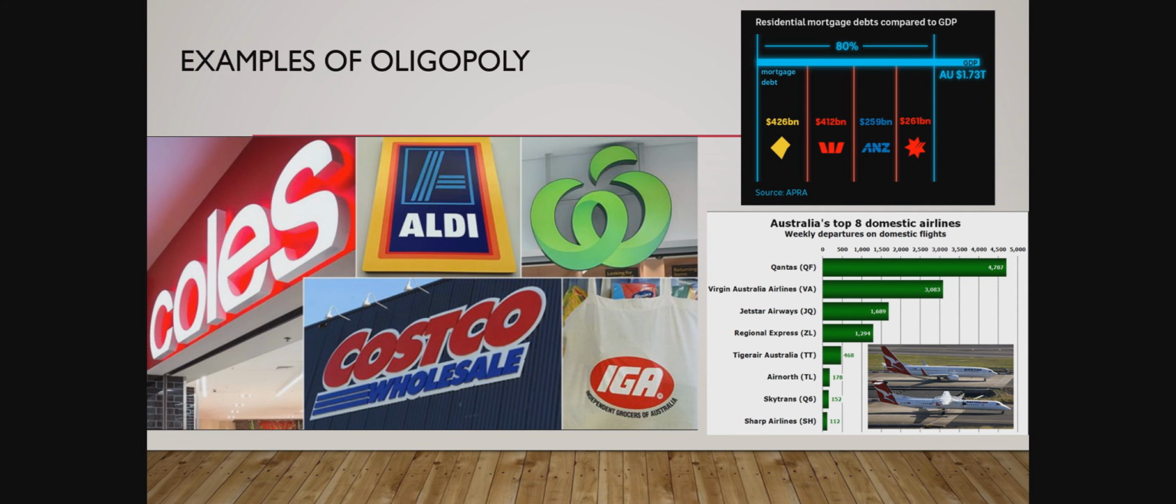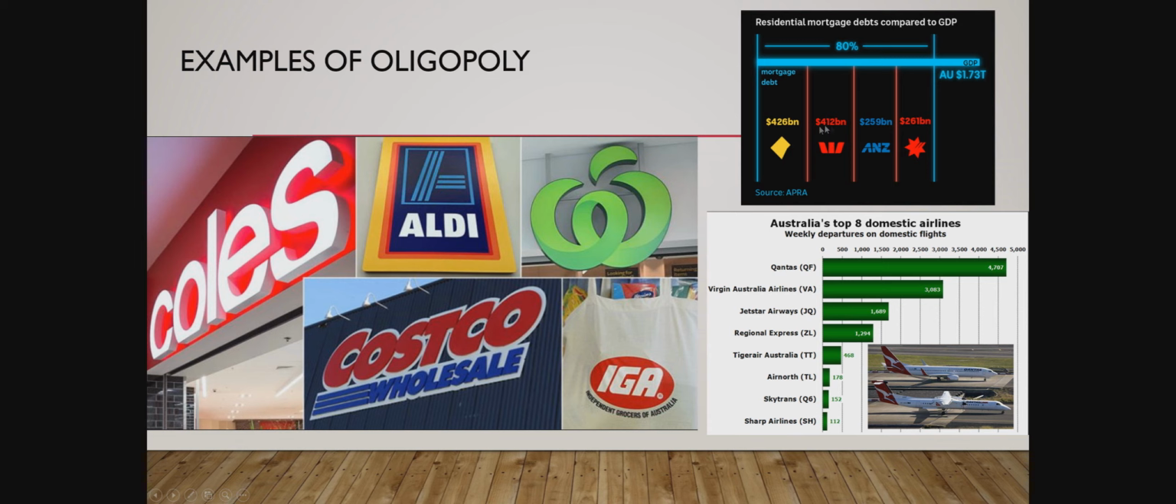So some examples of multi-branding, oligopolies. We've got Coles, Aldi, Woolies, Costco, IGA, Foodworks. That shows you there that supermarkets are an oligopoly because there's very few to choose from, and you're pretty much restricted to those main 6 stores when it comes to buying all your daily produce.